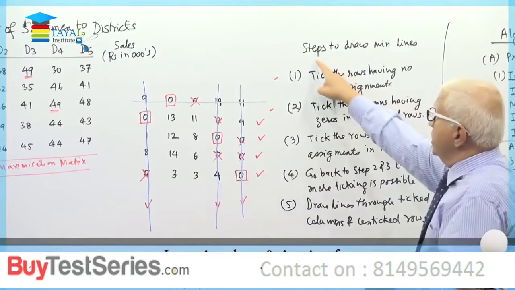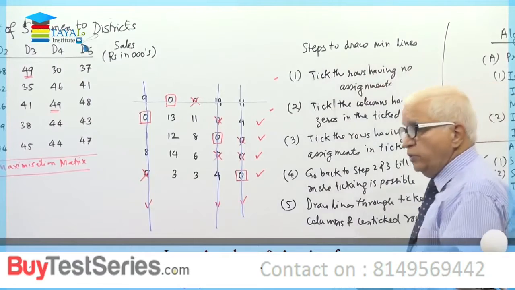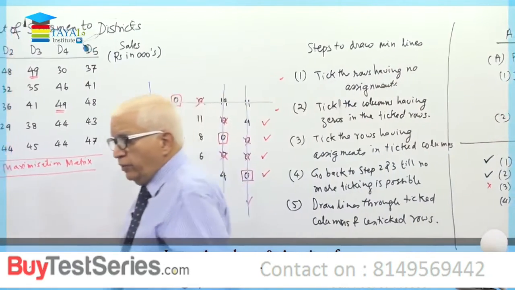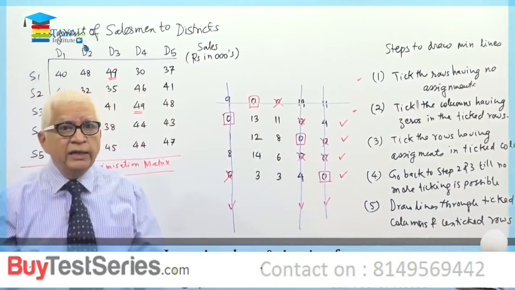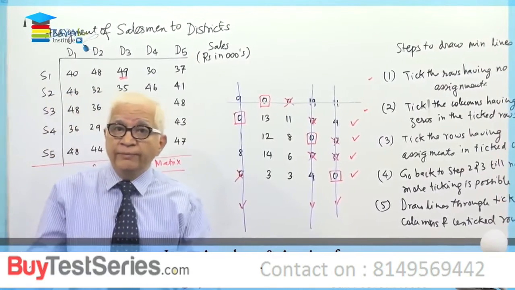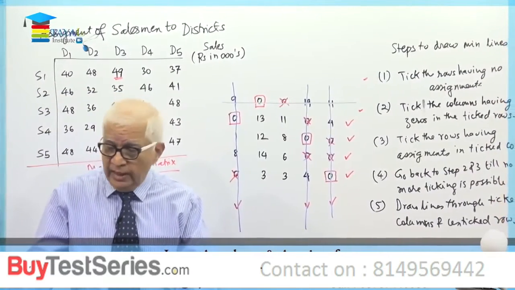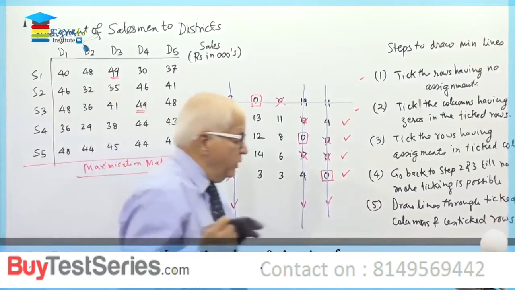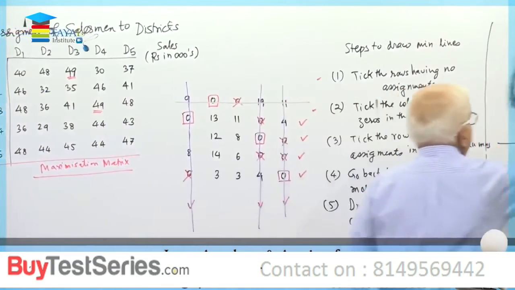What is the purpose of these steps? To draw the minimum number of lines, vertical or horizontal. We have drawn 3 vertical and 1 horizontal line, cancelling all the zeros, and therefore this is the new matrix on hand. Now what is the next step? Identify the lowest value. Okay, fine.